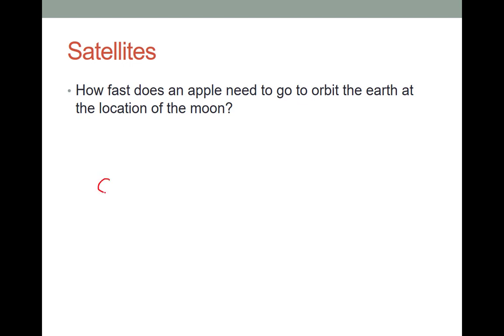So here is the Earth. Here is the orbit of the moon, and there sits the moon, and right next to it sits a pretty red apple with a red leaf. There you go.